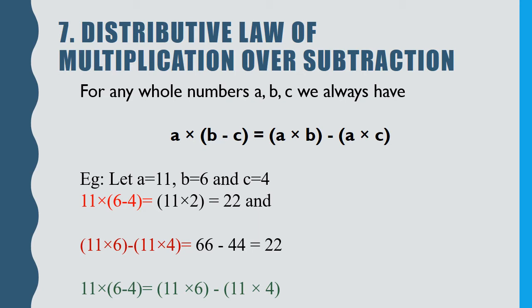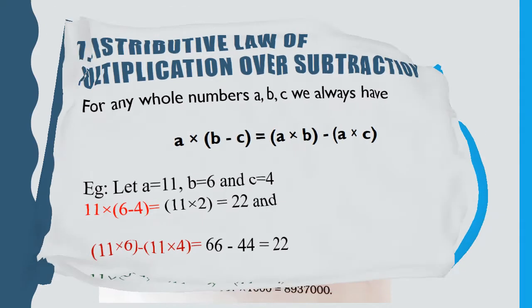So we are verifying the LHS part first, left hand side, which is 11 multiplied 6 minus 4. So it is 11 multiplied 2. The answer is 22. Now we are using the right hand side. We are putting the values of A, B, C respectively. It is 11 multiplied 6 minus 11 multiplied 4. That is 66 minus 44. The answer comes out to be 22. So our distributive law is verified over here. So we can write that the LHS part is equals to the RHS part.